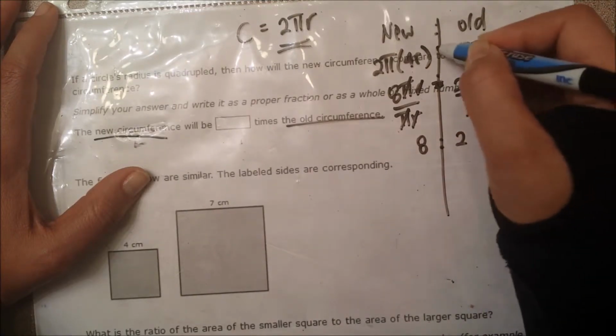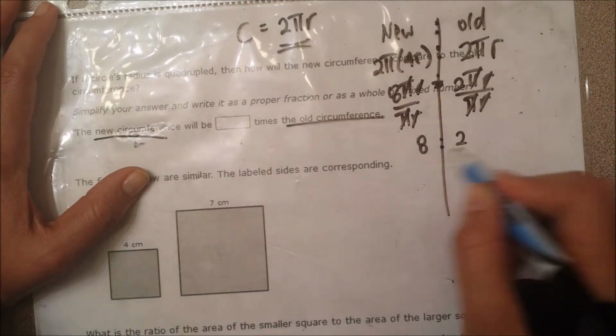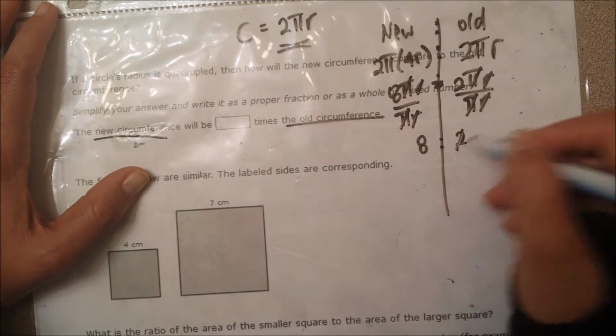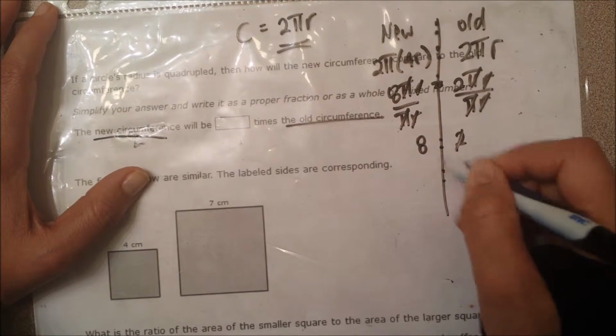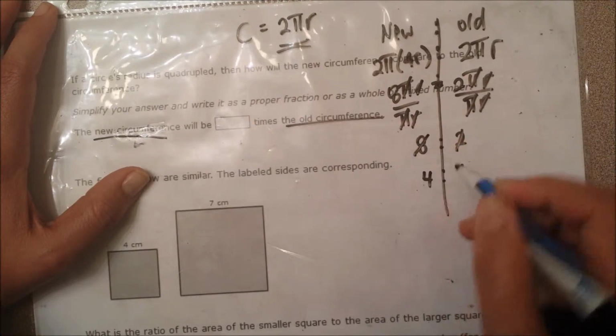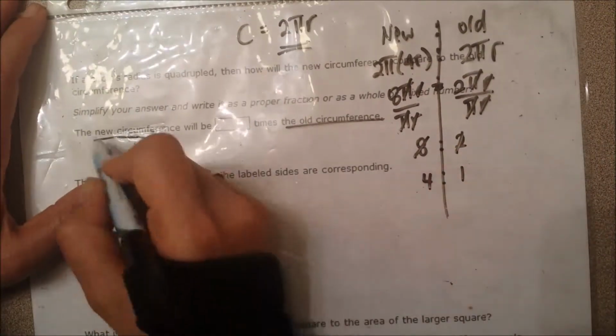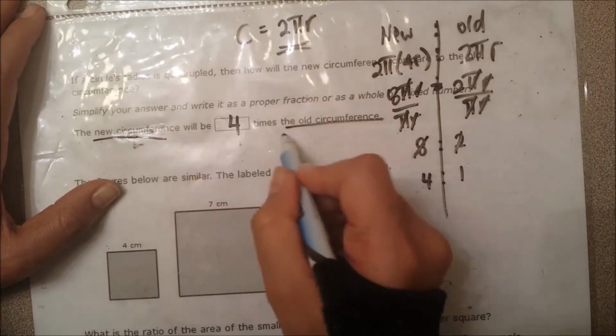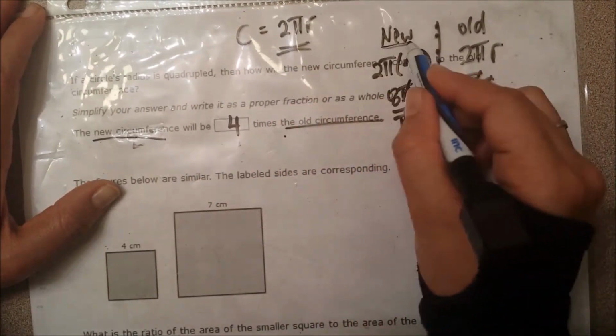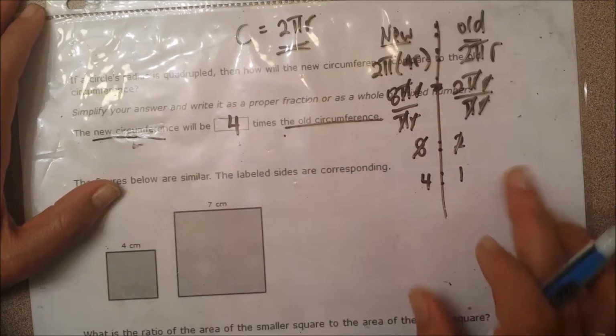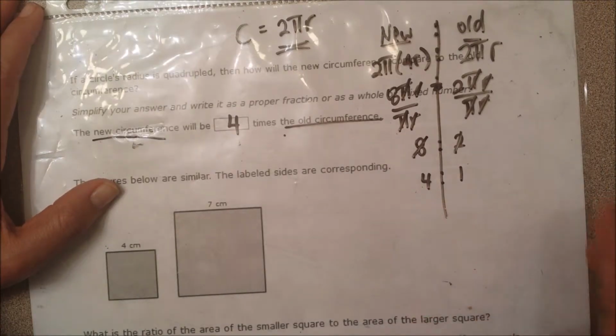Oh, I should put colons here, actually. Go ahead and simplify that. What goes into both 2 and 8? 2 goes into 2 one time, and it goes into 8 4 times. So it's 4 to 1. So the new circumference will be 4 times the old circumference, because here's new and there's old. New to old. Okay. So every question is going to be different.